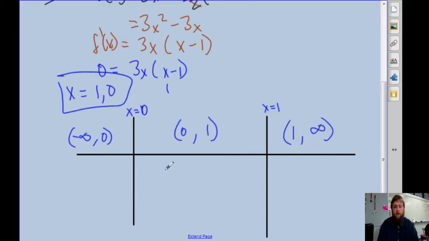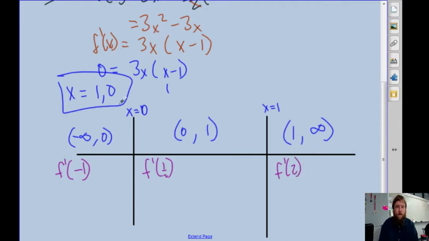So I do my intervals. Now you want to try some test case, so I'm going to try a test case in each of these. I'm going to do f prime of some number in this range. I'll go with -1 right here. And for some number in this range, let's do f prime of 1/2, it's in the middle. And then over here, let's do f prime of 2.